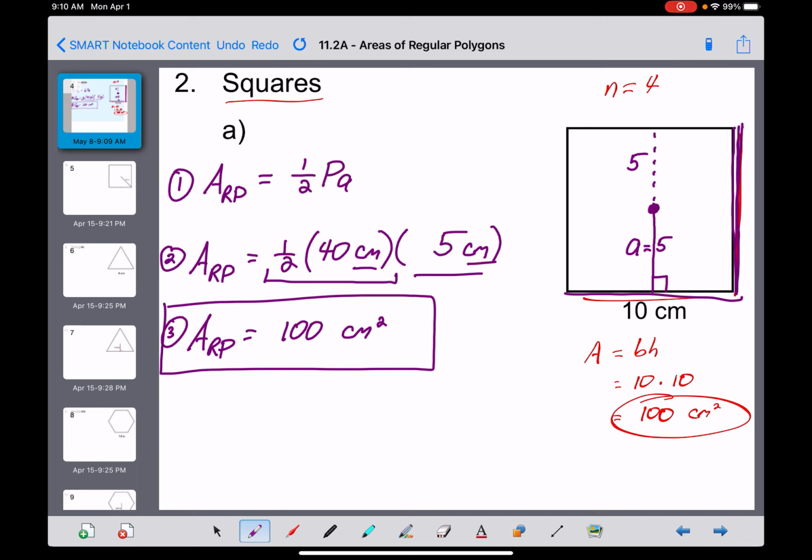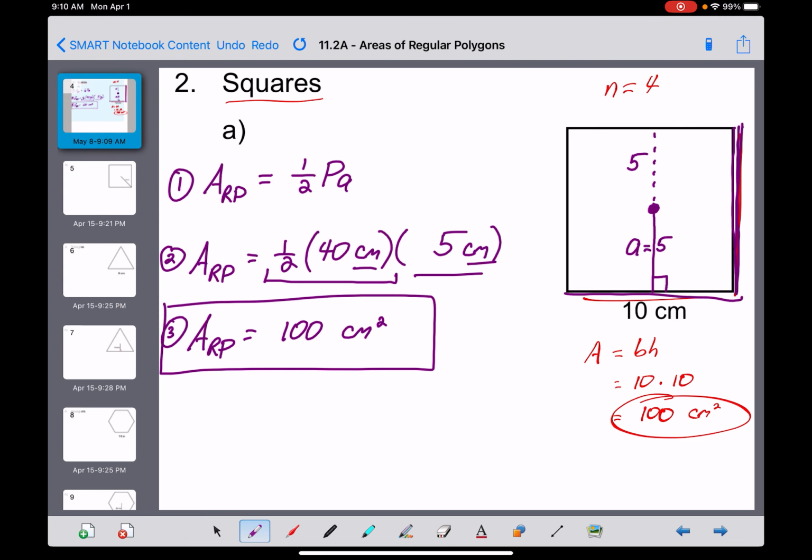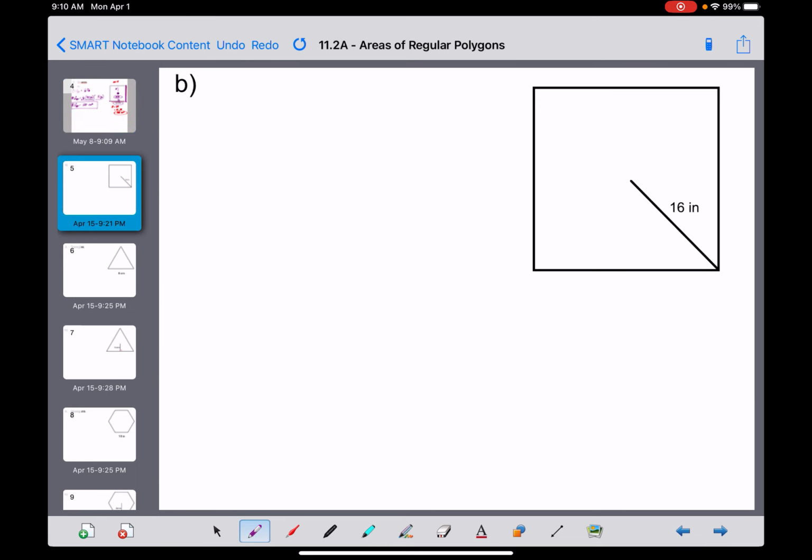Squares are not all that difficult, although they can get a little bit trickier when I give you a setup like this. And in the previous problem, we were given a square where we knew the side length, so we were able to get the perimeter pretty quickly, and we were able to figure out the apothem. But in this setup right here, we've been given a radius of that square, 16 inches. So that makes this problem a little bit tougher.